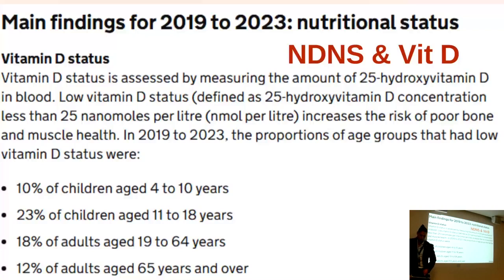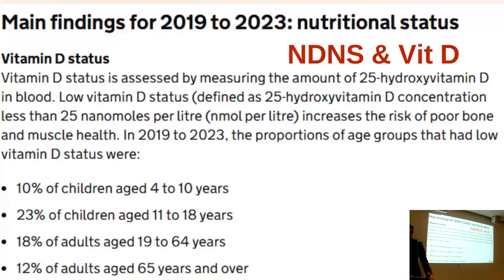So, what do we know in the UK about vitamin D consumption? Well, if you look at vitamin D amounts measured by our biomarker, we can see that quite a lot of the population is potentially deficient. So children, 4 to 10, 11 to 18, up to 23%, and then adults, 19 to 64-year-olds, 18%, and then 12% for adults over the age of 65.